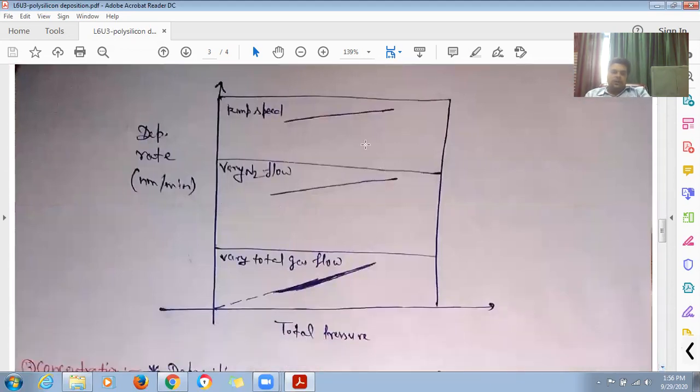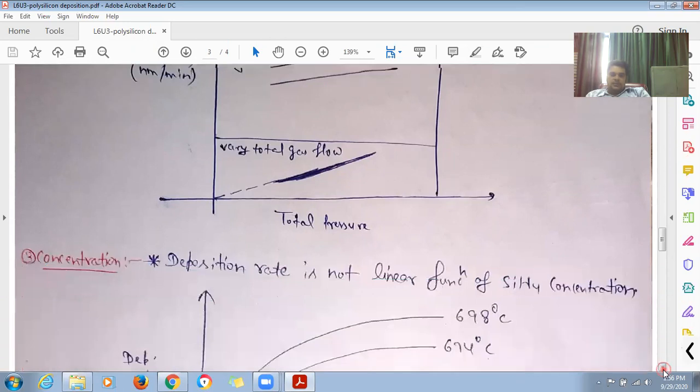So if we vary the total gas flow, then we see that the deposition rate is directly proportional to the total pressure. Now if we vary the nitrogen flow, we have a relation like this. Now if we change the pump speed, then again pressure is changing, so again we will have higher deposition rates. So in all the diagrams you can see that if we increase the pressure, the deposition rate increases.